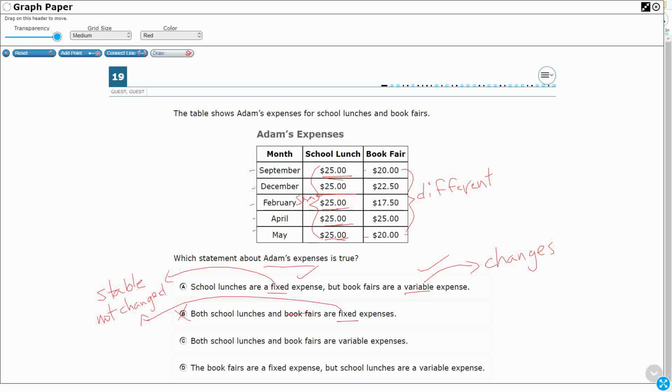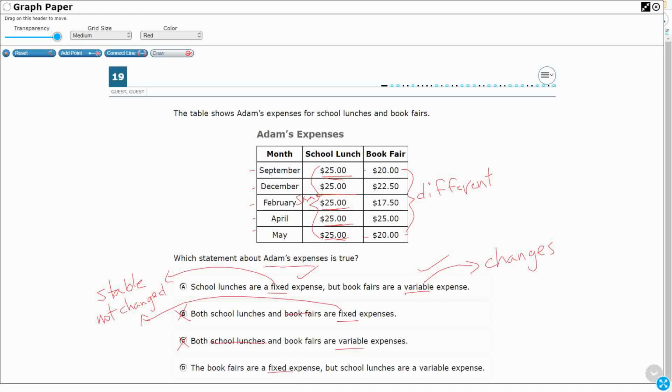C is the same thing, except they change the word fixed with variable, and it's the term school lunches that really makes that incorrect because the school lunches are not variable. They don't change. It's just $25 a month. So that's not going to work. And then look at D. It looks like D is kind of like A, but they flip-flop it, right? They say book fairs are a fixed expense, right?